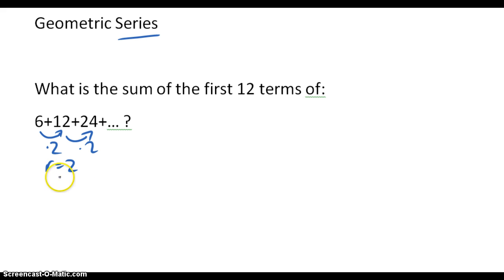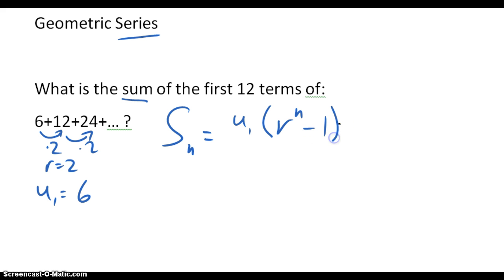So we know that R is 2, we know that the first term, or u sub 1, is 6, okay? And we want to know the sum, because it's a series, all right? That means adding up the terms of the sequence. So the sum of a geometric series is given by the formula u sub 1 times the quantity R, that's this number here, to the n, that whole thing minus 1 all over R minus 1.